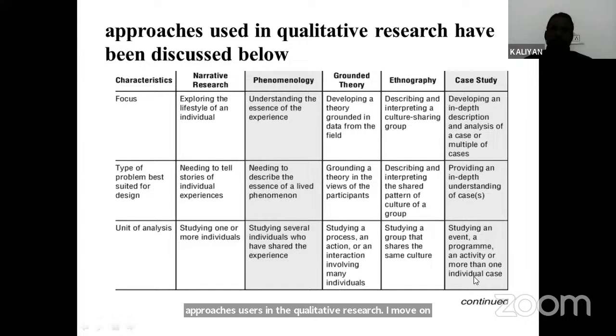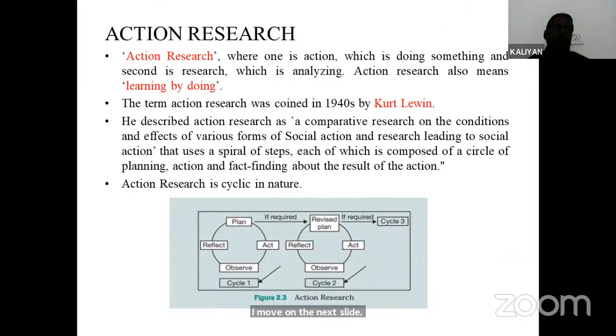I move on to the next slide. Action research is nowadays an emerging field. Action means doing something, and research means analyzing. So basically, action research means learning by doing. The term was coined by Kurt Lewin, who described action research as comparative research on the conditions and effects of various forms of social action, and research leading to social action. Mostly classroom or education related research falls under action research. These are the diagrams for action research.